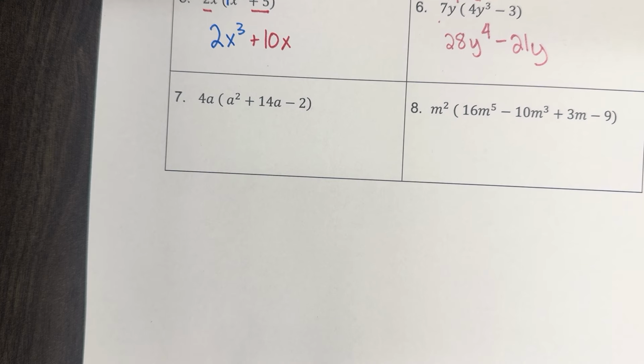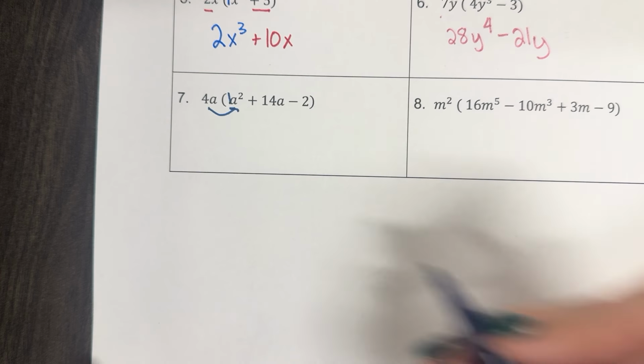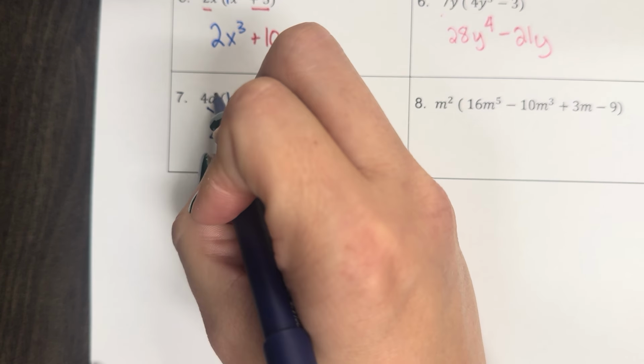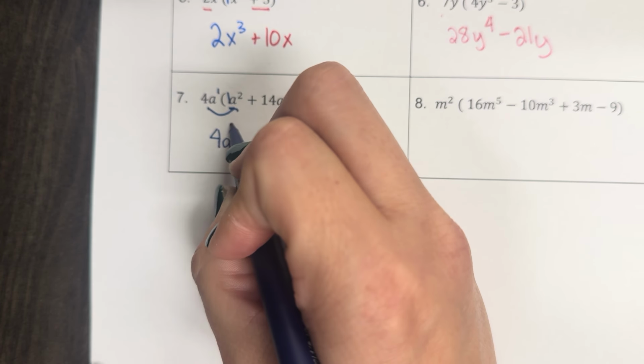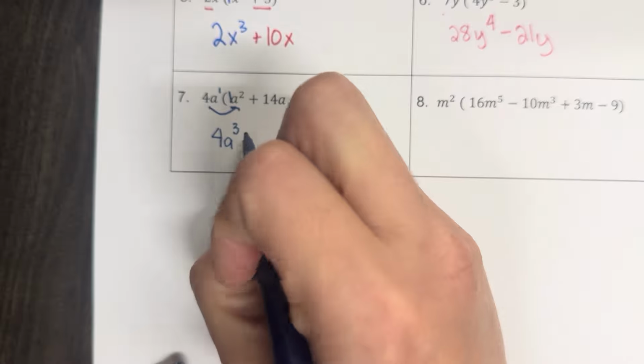So if I take 4a times a squared, right, if you really want that coefficient in front, that's a 1. So 4 times 1 gives us 4. And then we add the exponents. 1 plus 2 gives us 3. Then we're going to take 4 times 14. I don't know that off the top of my head, so I'm going to check. This gives us a 56.